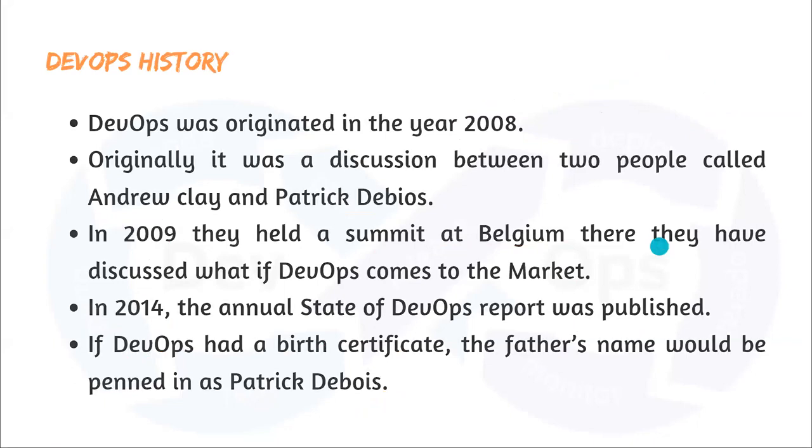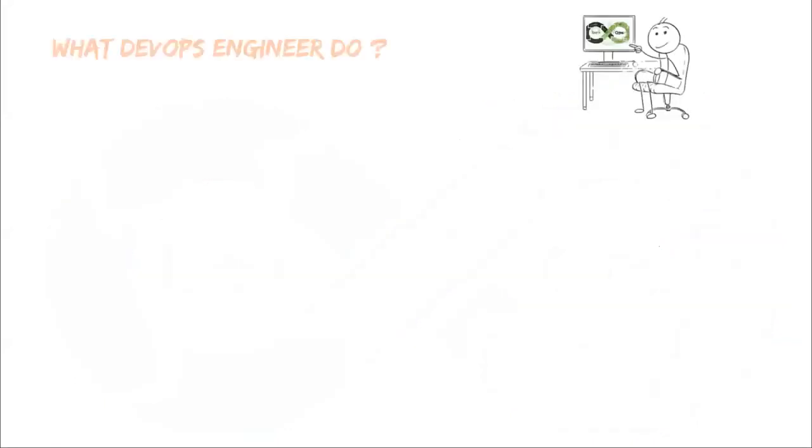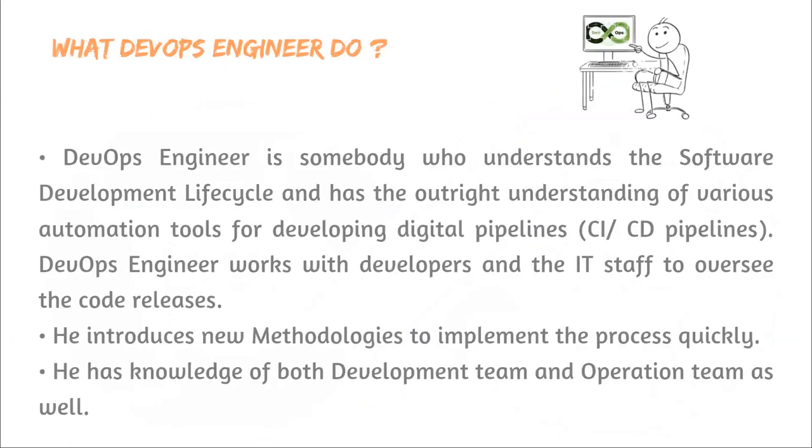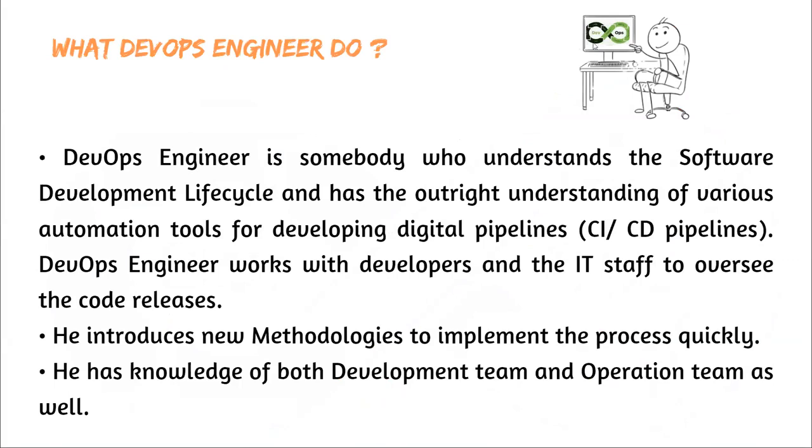So up to now we have seen DevOps, right? But what does this DevOps engineer do? His main purpose: a DevOps engineer is somebody who can understand the SDLC lifecycle, and he has an understanding of various automation tools. As a DevOps engineer, your main goal is to automate. You need to automate everything.